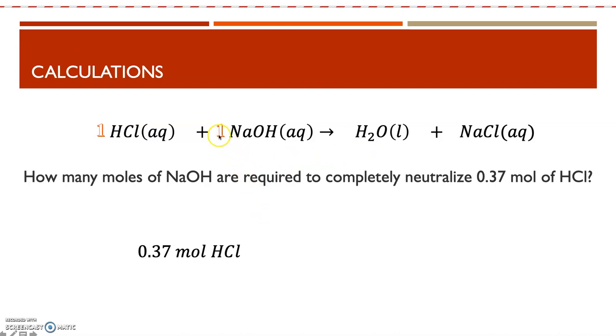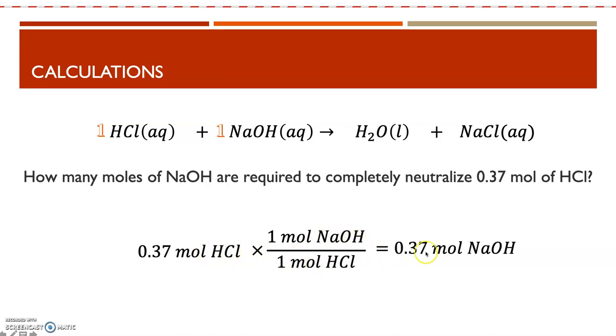So I can use these numbers from the balanced chemical equation, these coefficients, to write a conversion factor between hydrochloric acid and sodium hydroxide. In this case, I want hydrochloric acid in the denominator so that I can cancel moles of HCl, and my answer will be in moles of NaOH. So that's the heart of any stoichiometry problem.